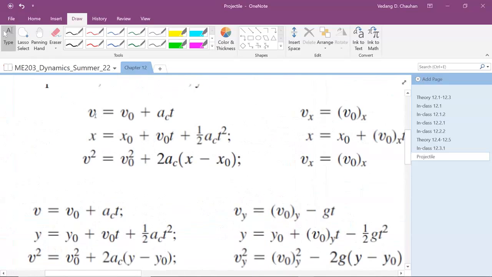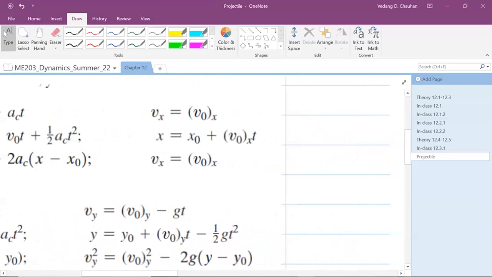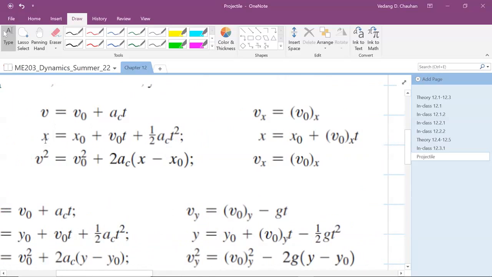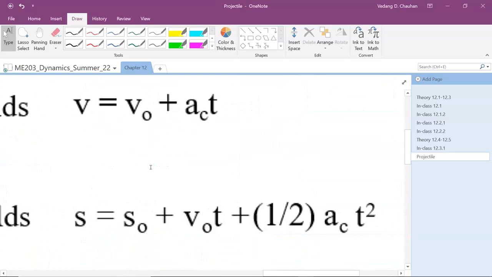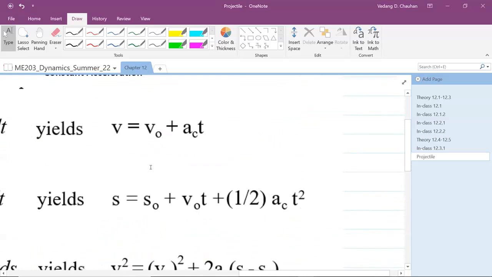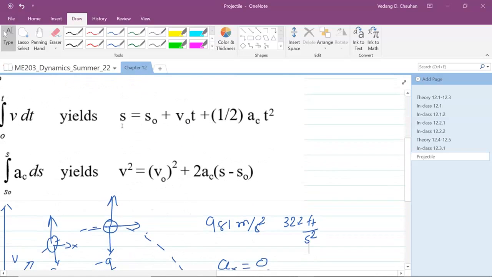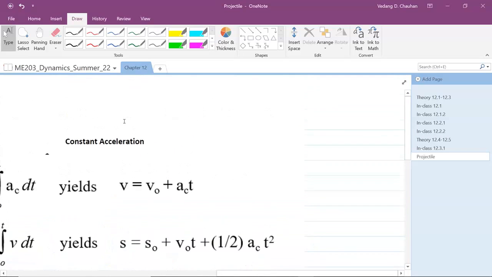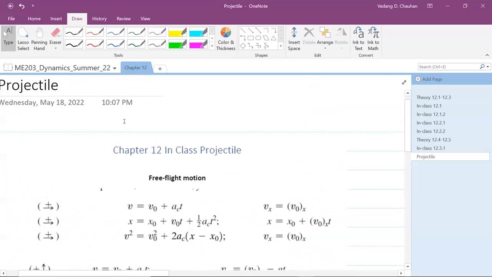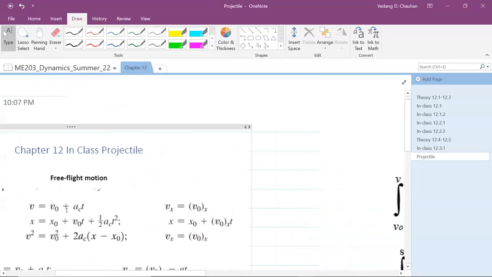So this is how each equation is written. First we write the equations for the x-axis. Instead of s, we now use the variable x. So v equals v0 plus a_c t, x equals x0 plus v0 t plus 1/2 a_c t squared, and v squared equals v0 squared plus 2 a_c times (x minus x0). Basically, we replaced s by the variable x because we are writing these equations only for the x-axis, with positive motion going right.